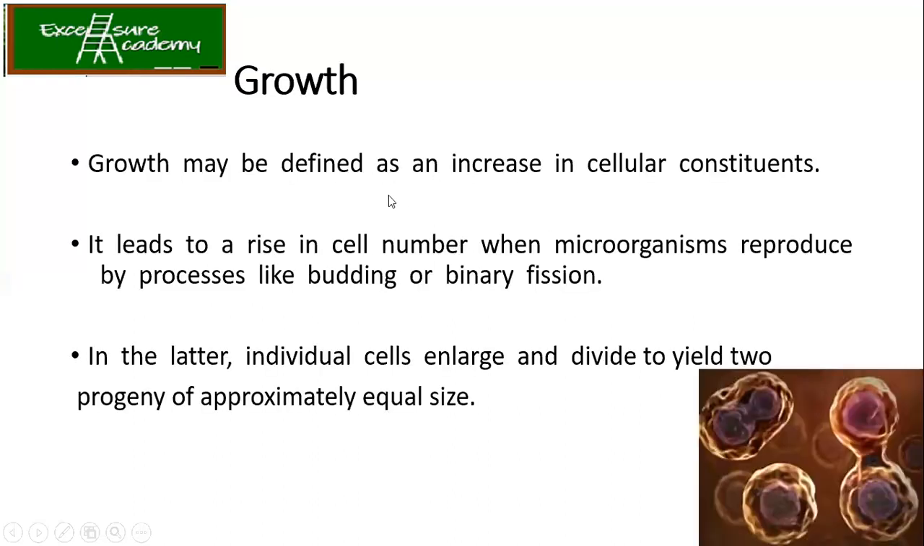Okay, so growth may be defined as an increase in the cellular constituents. It leads to a rise in cell number when microorganisms reproduce by processes like budding or binary fission. Needless to say, everyone knows how bacteria divide. In the latter, individual cells enlarge and divide to yield two progeny of approximately equal size.